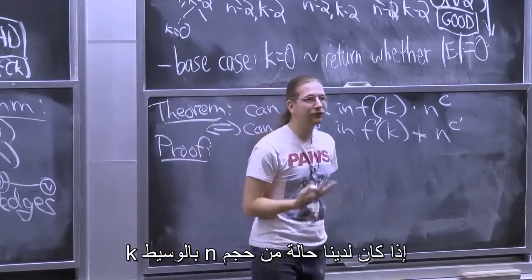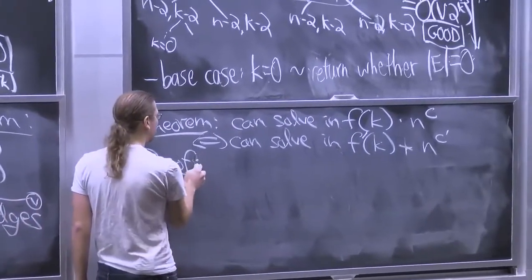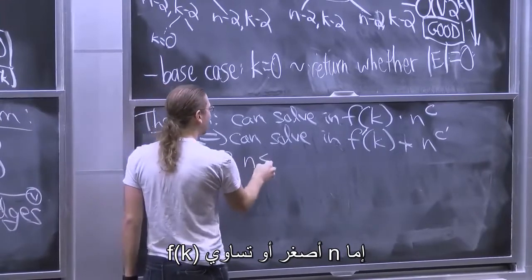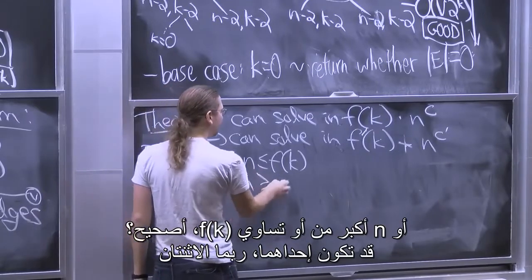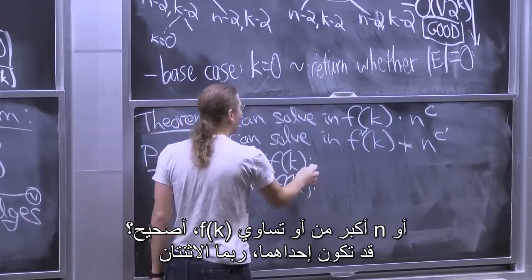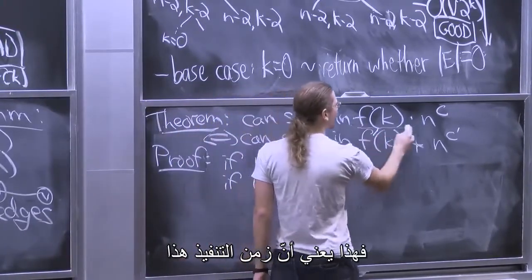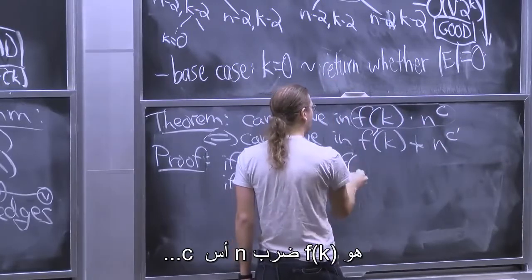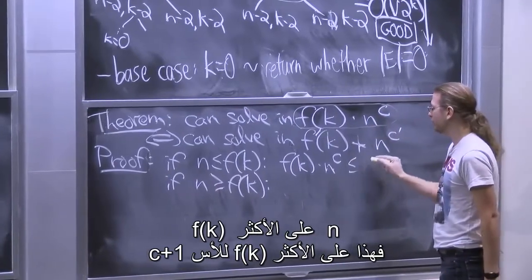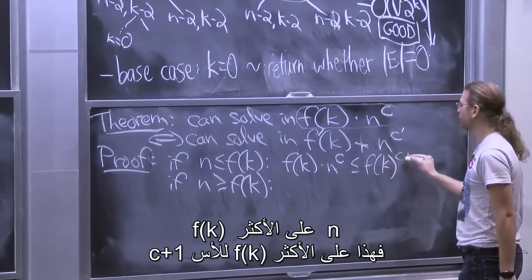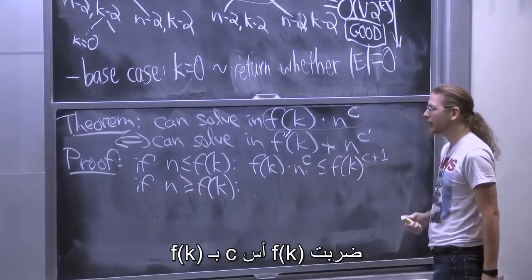If you have an instance of size n with parameter k, there are two cases. Either n is less than or equal to f of k, or n is greater than or equal to f of k, right? Well, got to be one of those, maybe both. If n is less than or equal to f of k, that means that this running time, f of k times n to the c, let's see, n is at most f of k. So this is at most f of k to the c plus 1 power. Right? I multiply f of k to the c times f of k.